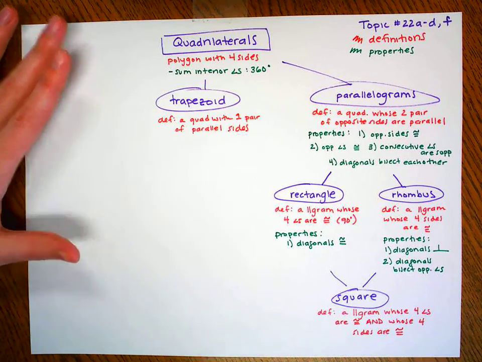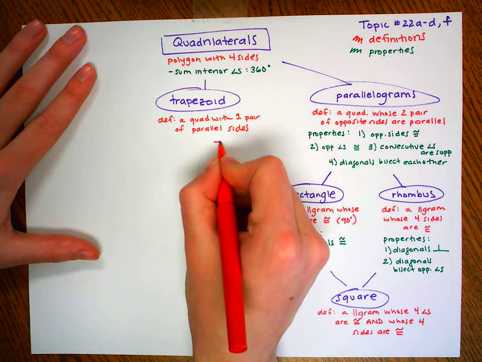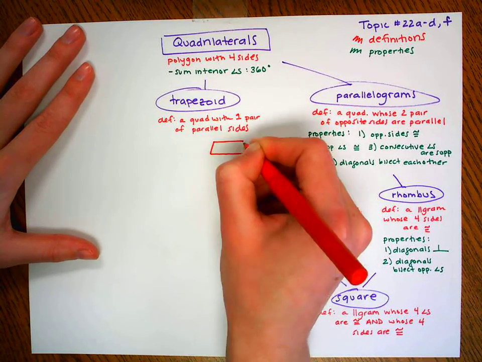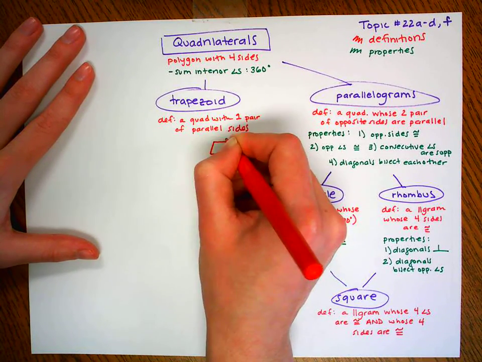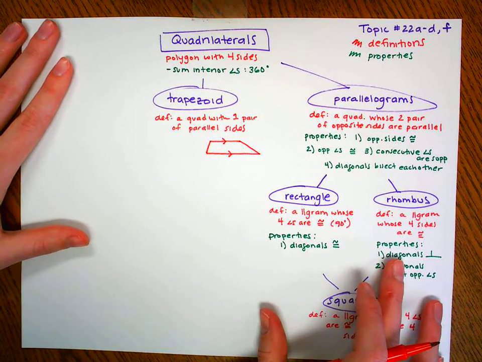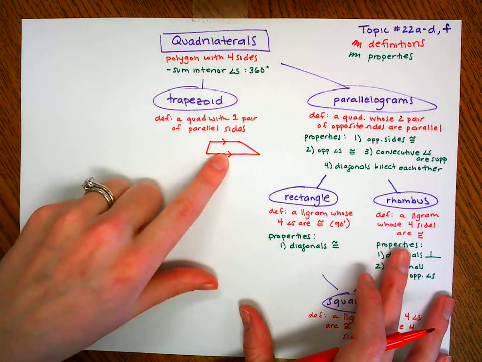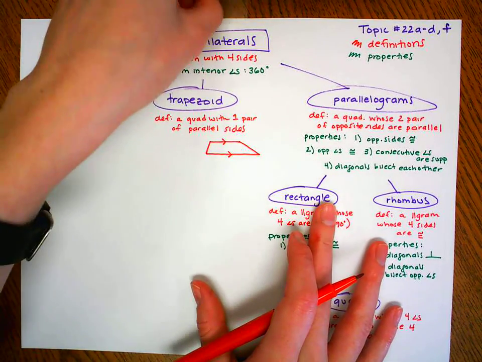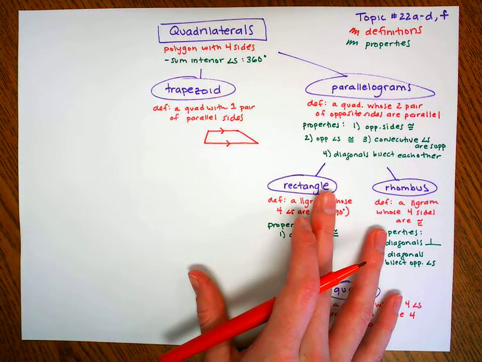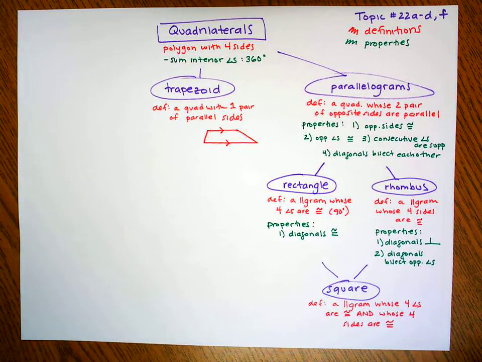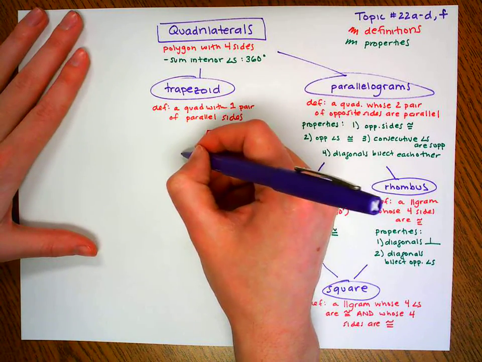So why don't I draw a picture of that really fast? All we need to have a trapezoid is a quadrilateral where one pair of opposite sides are parallel. Take this piece of tape off. It's not working as well as I'd hoped. So that's all we have for a trapezoid. So we can actually get a little more specific though.